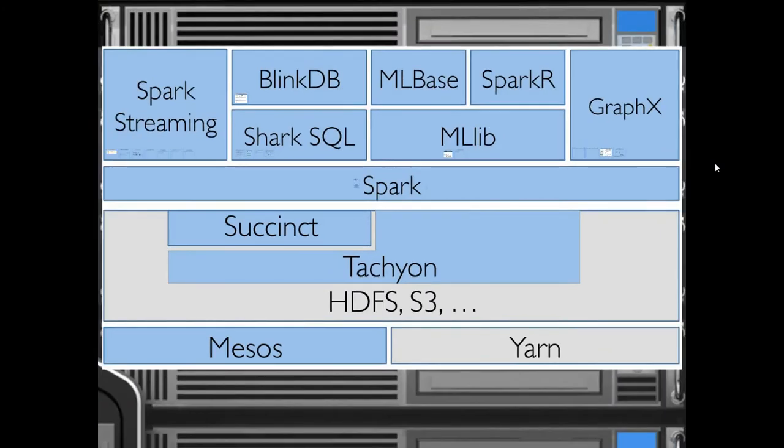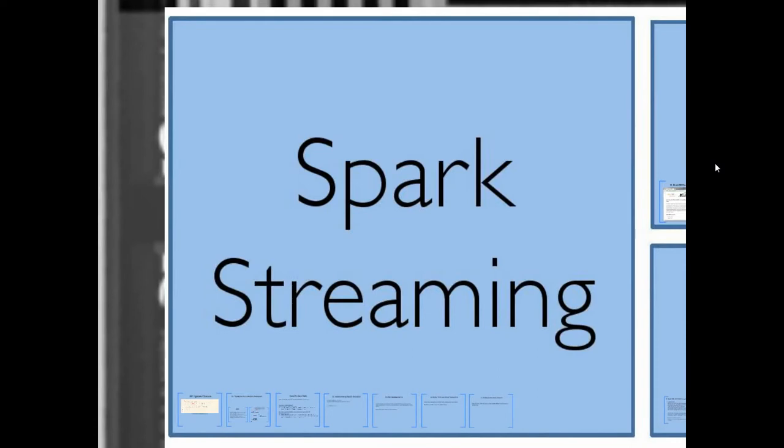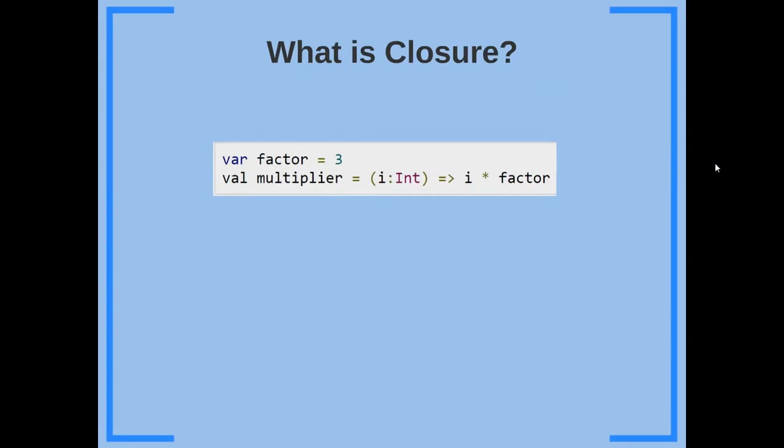That's it for Spark. I'm next going to talk about Spark streaming, which is probably the part of Spark that I'm most familiar with. The first anti-pattern is to ignore closure. Well, first of all, what do I mean by closure?